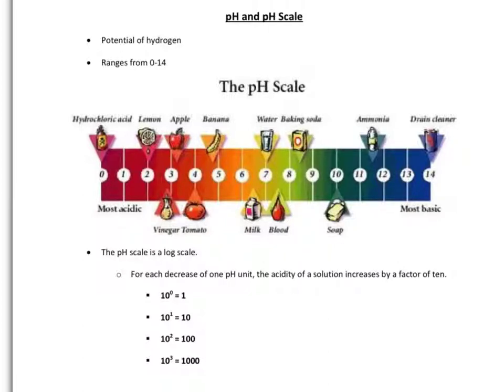Know some examples of acidic compounds and know some examples of basic compounds as they come from our household. You're sure to see that in the future. As well, a general rule of thumb is if something has a pH of 0 to 2, it's considered a strong acid, and if it has a pH of 12 to 14, it is considered a strong base.